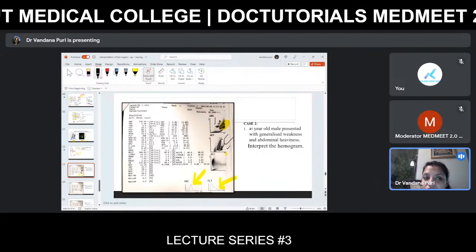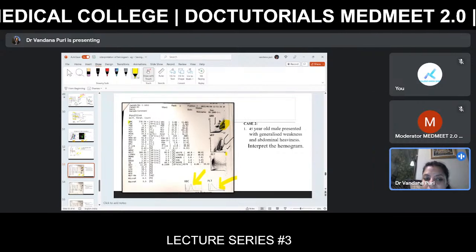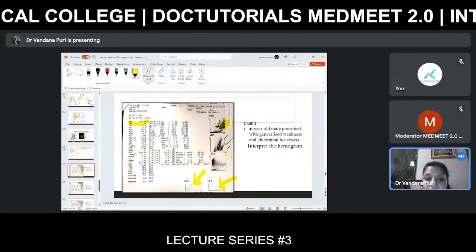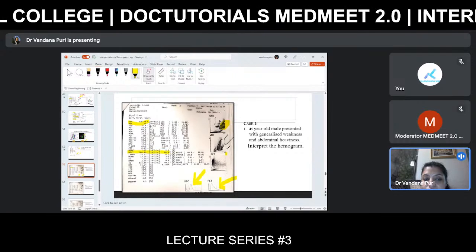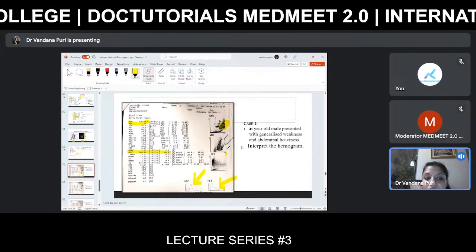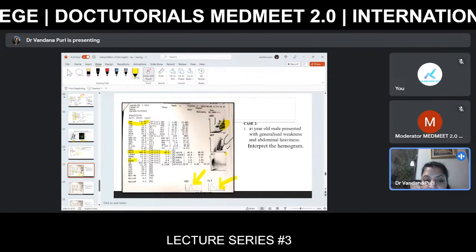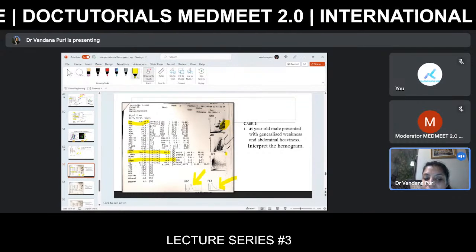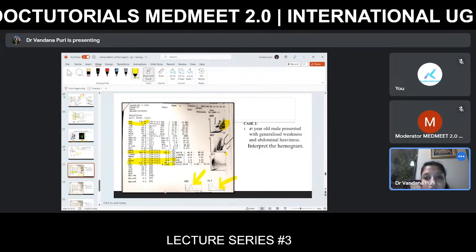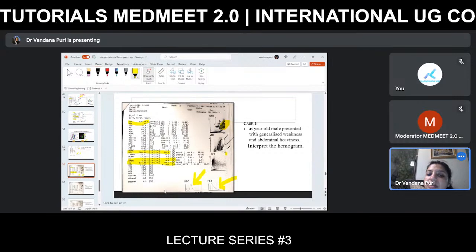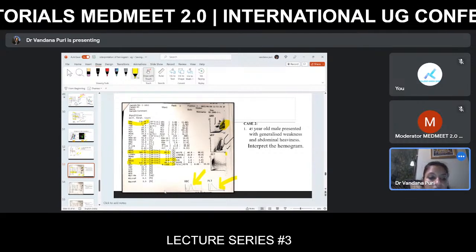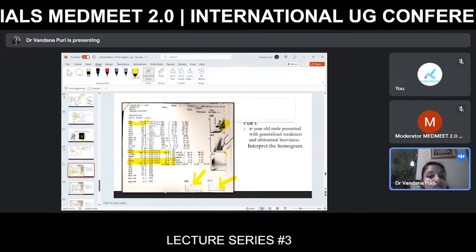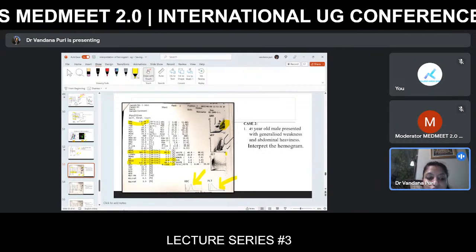What should be a differential? So you check your findings. Yes, there is leukocytosis. Yes, there is a neutrophilic leukocytosis shift coming in with some amount of basophils also coming in. So IG is your immature granulocytes which are coming in. This is probably a case of chronic myeloid leukemia, which you should know.